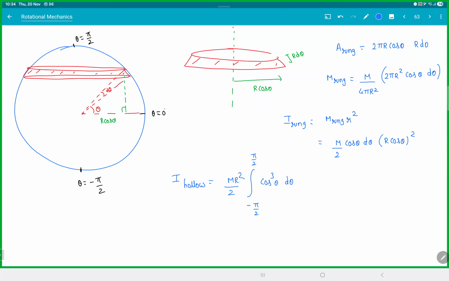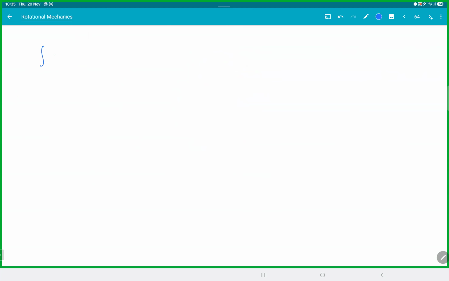So how do you integrate cos cube theta? Anyone remembers? This is a little different. So listen, cos cube theta. Right now it might feel difficult, but when you're in 12, this will be a joke. So we actually use integration by substitution. We can write this thing as 1 minus sine square theta, cos theta d theta.